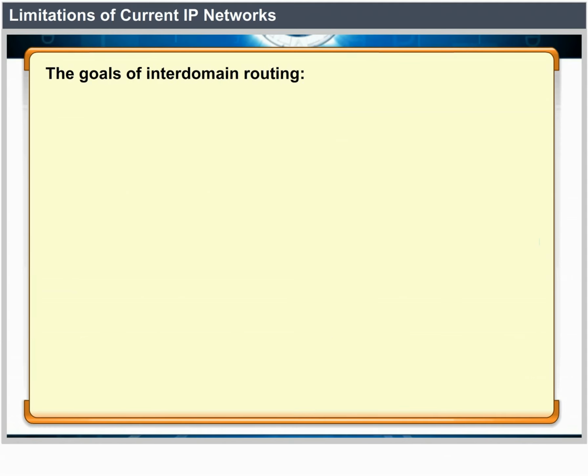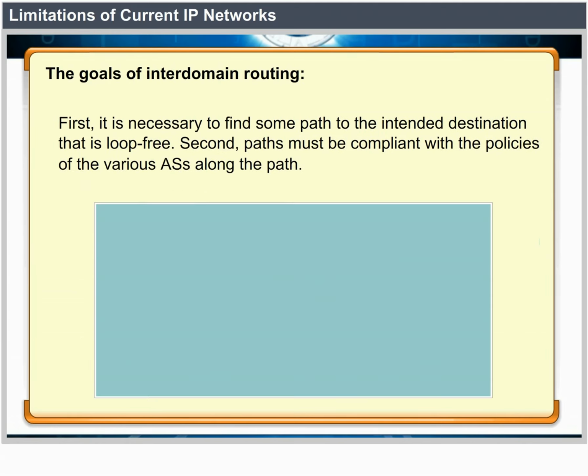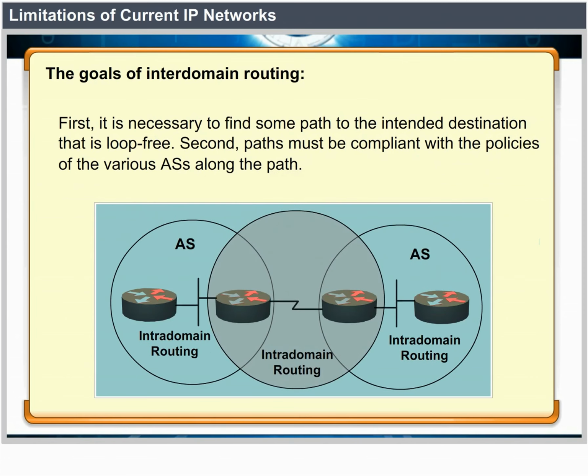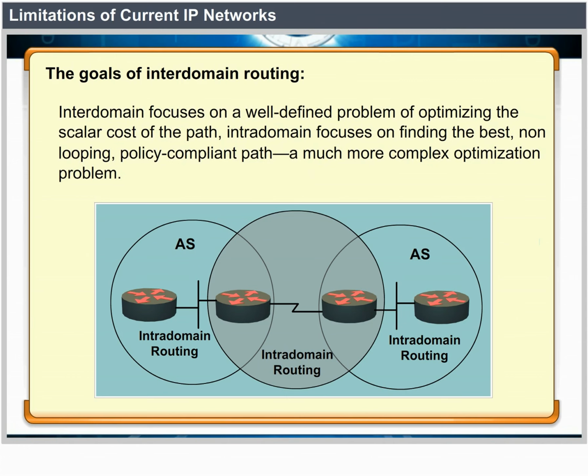First, it is necessary to find some path to the intended destination that is loop-free. Second, the path must be compliant with the policies of the various ASs along the path. Intra-domain focuses on a well-defined problem of optimizing the scalar cost of the path. Inter-domain focuses on finding the best non-looping policy-compliant path, a much more complex optimization problem.